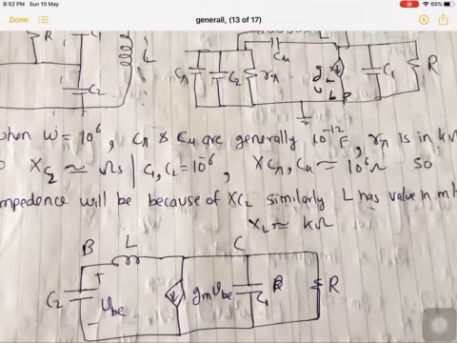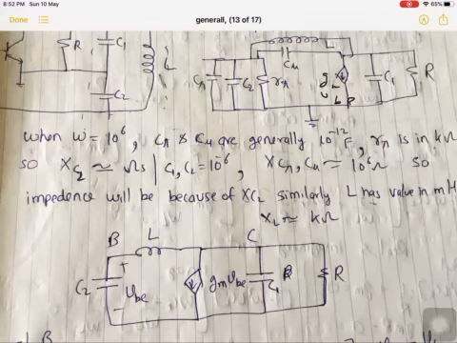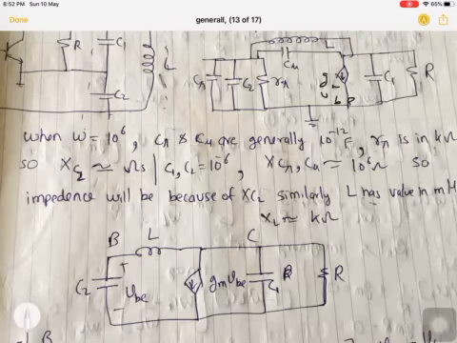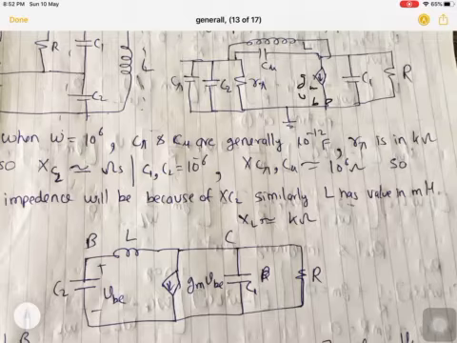Now, since we are talking about megahertz, megahertz represents omega equal to 10 to the power 6. Since we know C-pi and C-mu are the inherent capacitors of the BJT, in general the practical values of C-pi and C-mu are in the range of picofarad, that is 10 to the power minus 12. r-pi is in kilo ohm. I can see C-pi, C2 and r-pi, these three elements are in parallel. r-pi provides impedance in the range of kilo ohm.